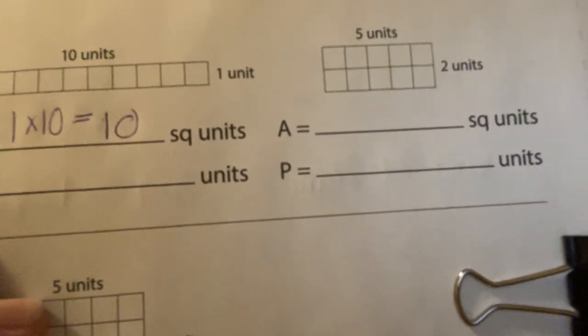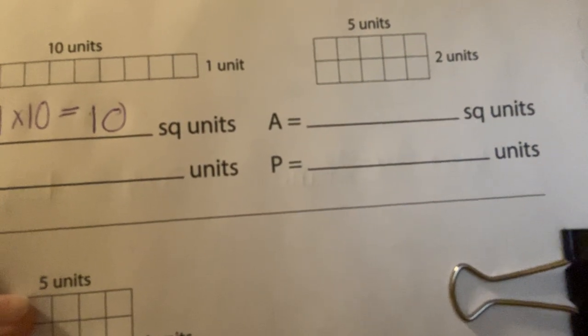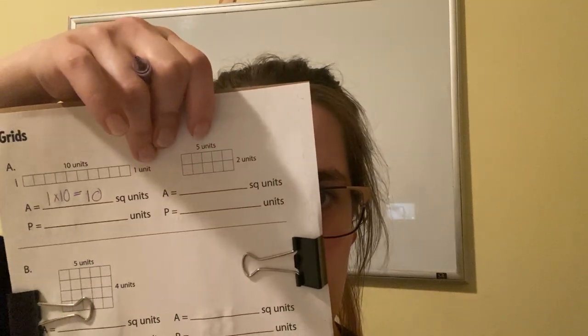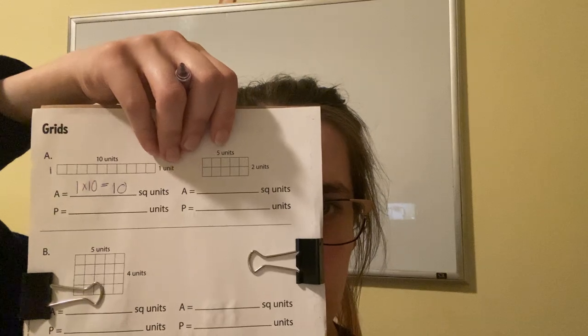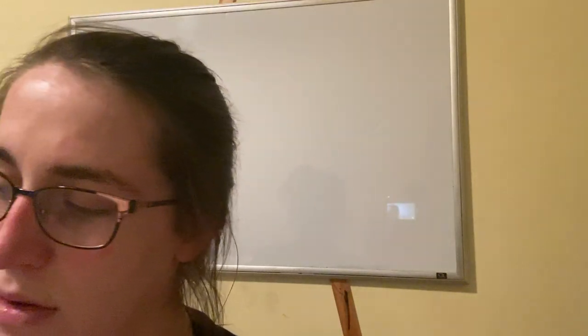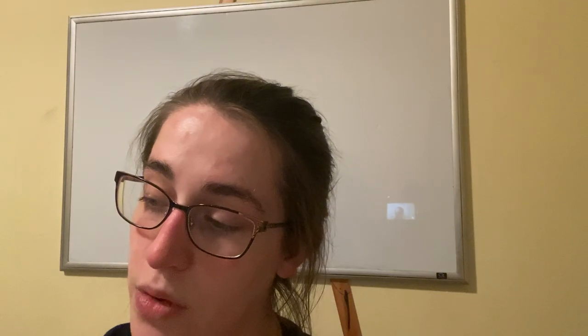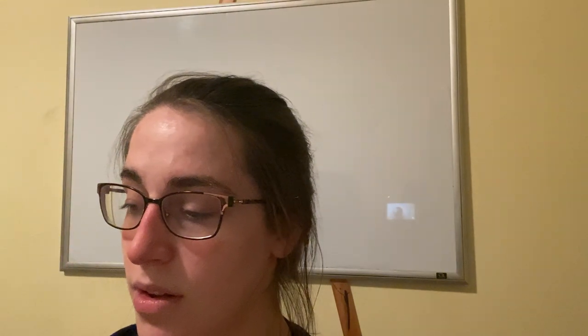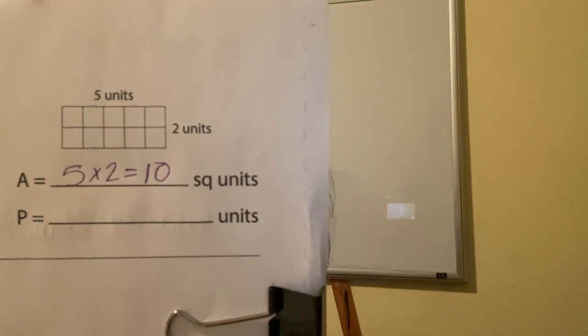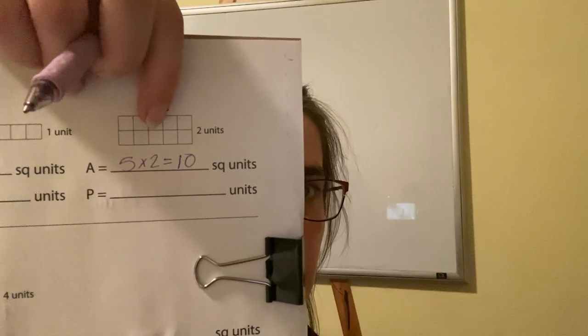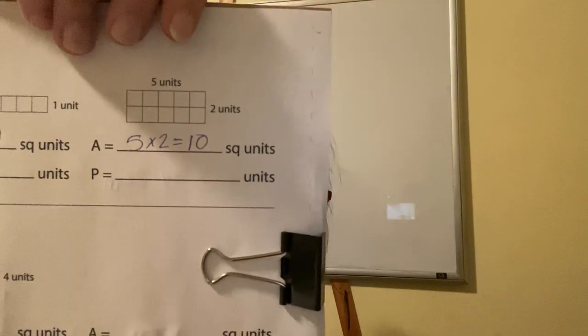Okay. Now I want you to find the area of the second rectangle of this one here. It's got your labels. You have two rows of five. And what do you get? I wrote 5 times 2 equals 10 square units. You can count and double check if you want. 1, 2, 3, 4, 5, 6, 7, 8, 9, 10 square units.